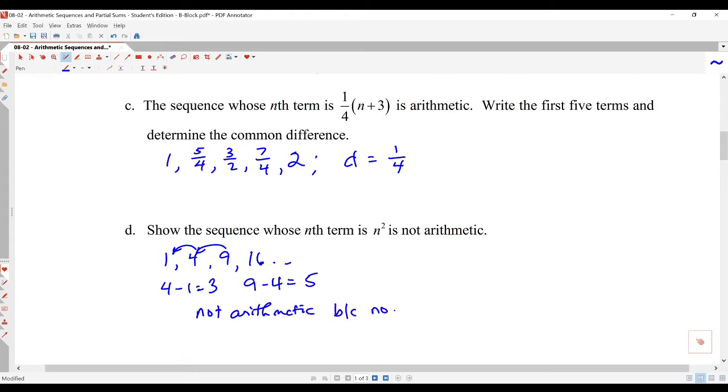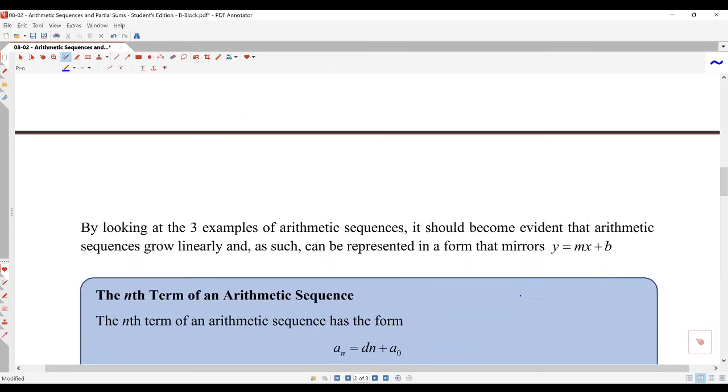because there's no common difference. Sorry for the penmanship on that. All right, let's move on.